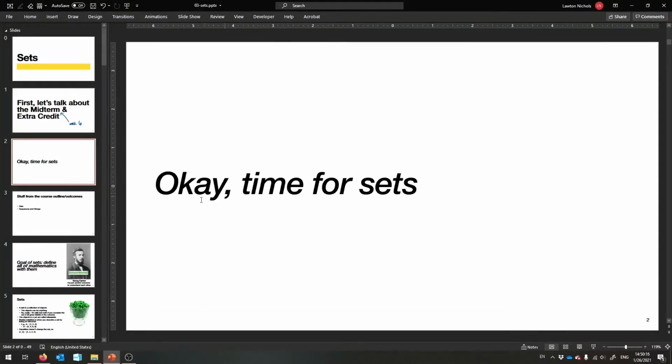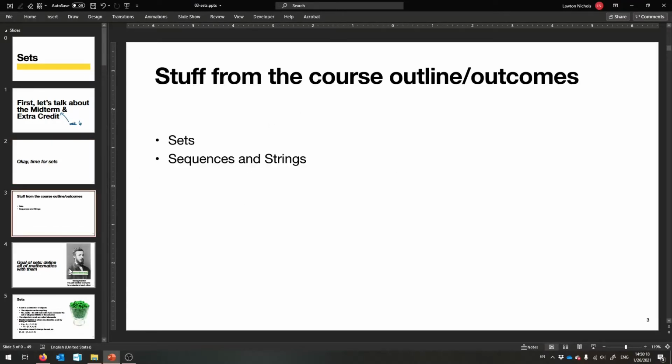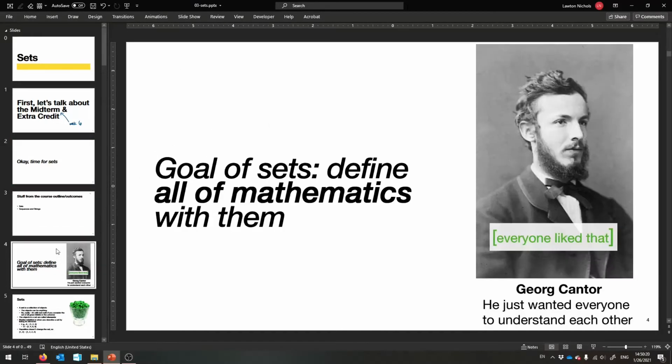All right, so now it's time for sets. So here's all the stuff that I'm required to teach you, and let us motivate this. Sets were invented by this wonderful man. He's German, and his name is Georg Cantor, I think, is how you would pronounce that. The goal of the set theory I'm about to teach you is that we would like to define all of mathematics with sets, with some kind of common language that we can all talk to each other about and understand. And this is a wonderful tool for that.